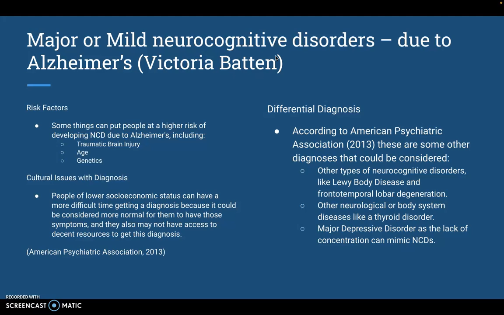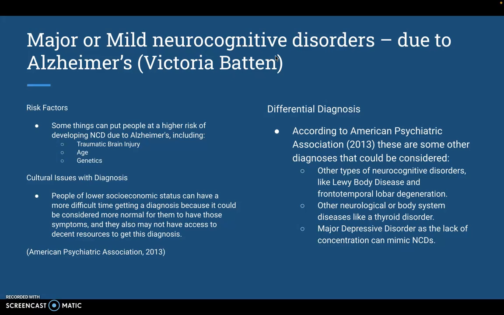Some cultural issues with this diagnosis are that people of lower socioeconomic status can have a more difficult time getting this diagnosis for two reasons. The first reason is that people would consider it more normal for somebody of lower socioeconomic status to have these symptoms based on stress and other things that they might be going through. And then the other factor is that people of a lower socioeconomic status may not have access to medical care or decent resources to get the diagnosis of Alzheimer's and eventually major or mild neurocognitive disorder due to Alzheimer's.